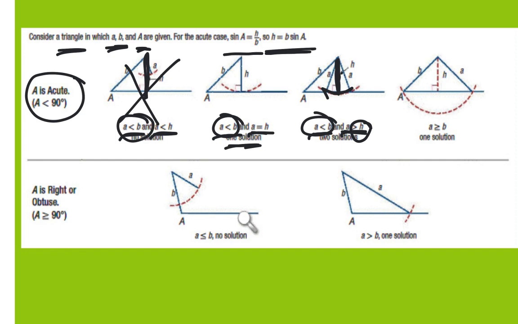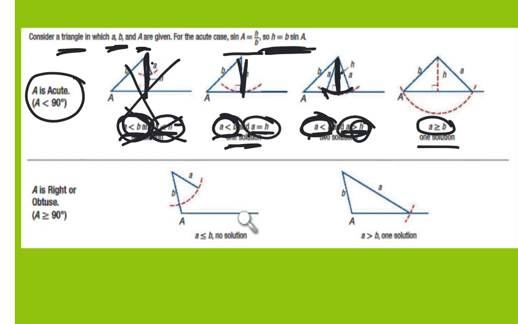And the next situation is when A is greater than or equal to B. And if that's the case, there's only one solution. So here, less than, less than, less than. And then you have to figure out what H is, which is B sine of A, and then compare A to that H that we get. If it's less than H, don't worry about it because it's not long enough to touch. If it's equal to H, it will only touch it one time. If it's greater than H, it's going to touch it twice.